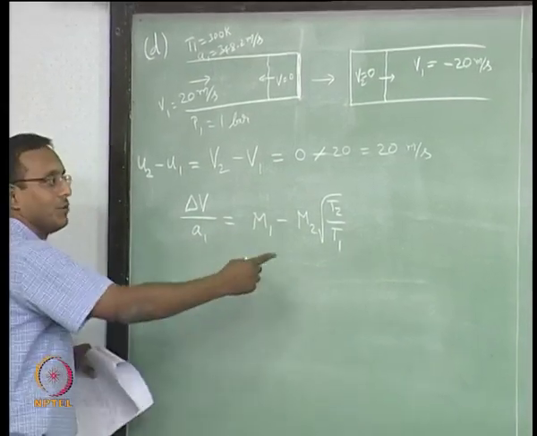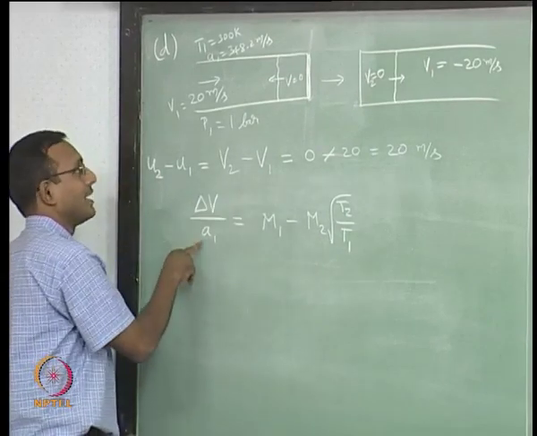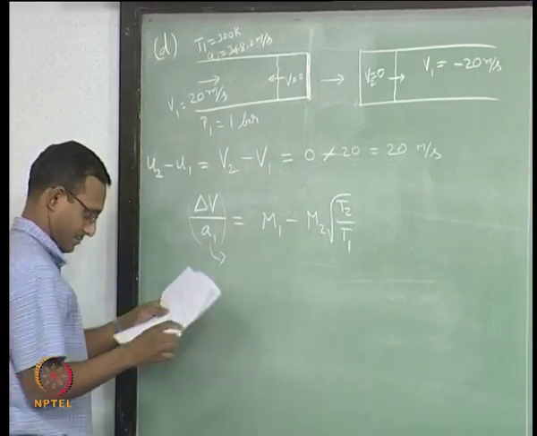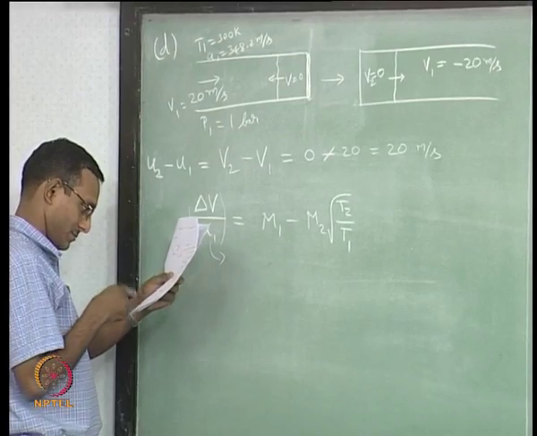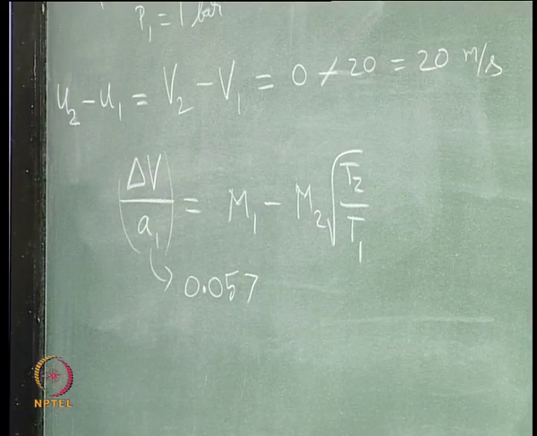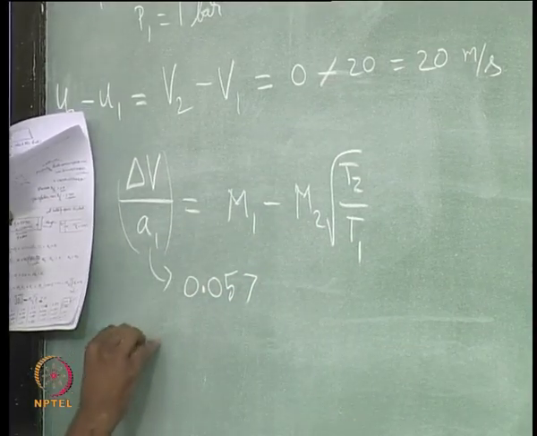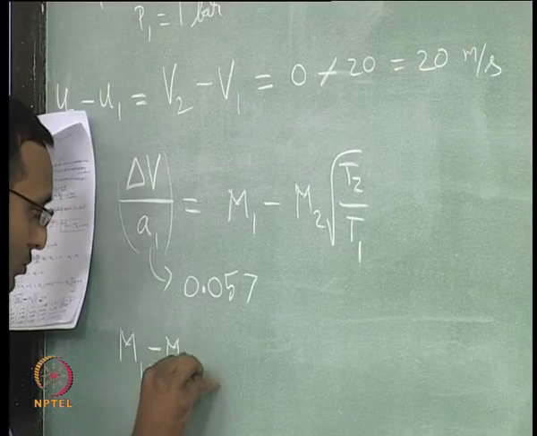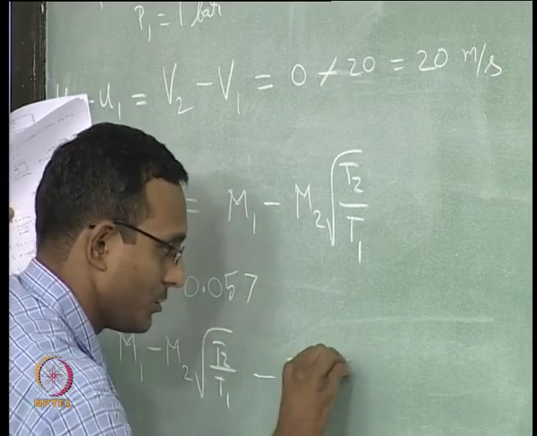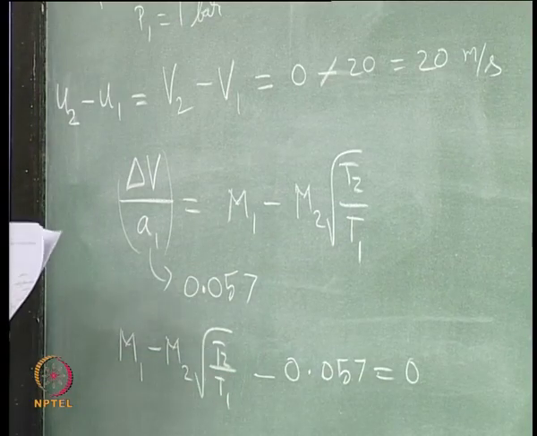So, exactly the same procedure. Delta V is given to be 20 meters per second, A1 is given to be 348.2. So, I will get a number for this, and that number is 0.057. Okay. So, I just have to solve this problem with this expression: M1 minus M2 times square root of T2 by T1, minus 0.057, equal to 0. This is my left hand side and I just want to solve this problem.